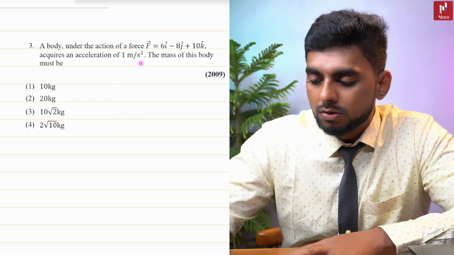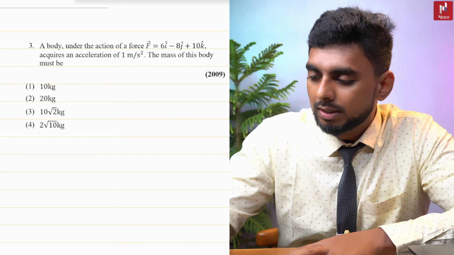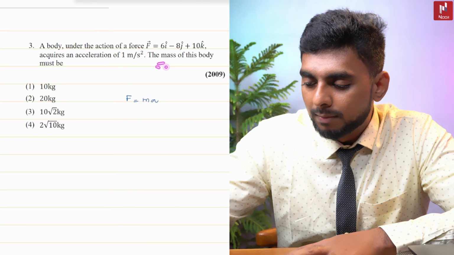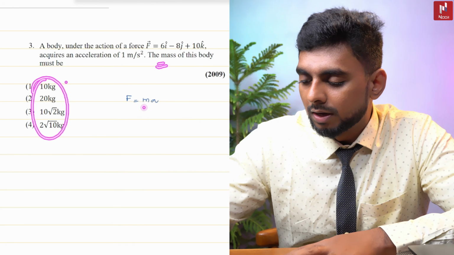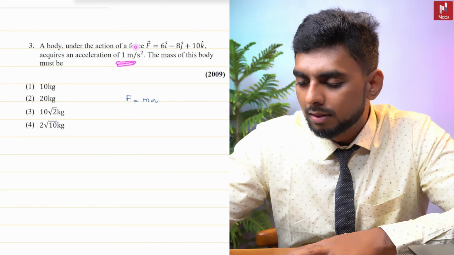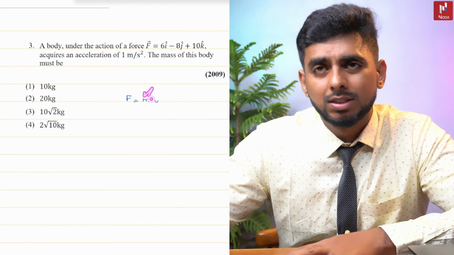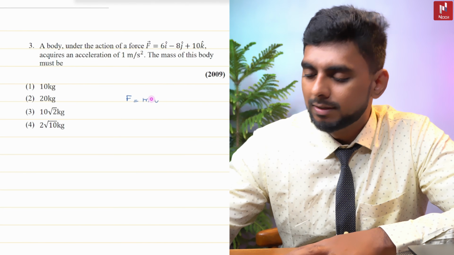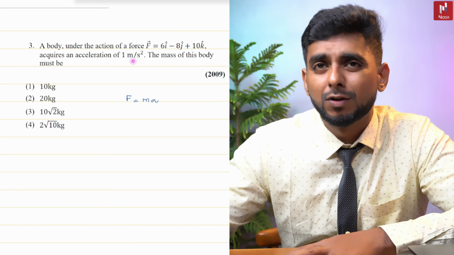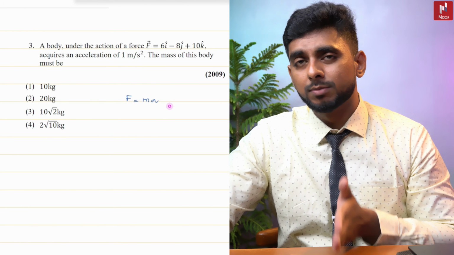So if I need to get the mass, what is the formula for force, mass and acceleration? It is obviously F equals ma. Got it? They are asking us to find the mass, which is a scalar quantity. But if you see the question, they have given us the acceleration in terms of a scalar quantity. Acceleration is obviously a vector quantity, but they've given us the magnitude straight away. It acquires an acceleration of 1 meter per second square, which means the direction doesn't matter over here. So they have given us that in terms of scalar itself.